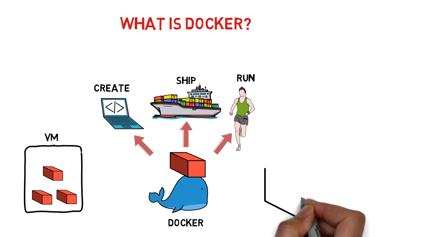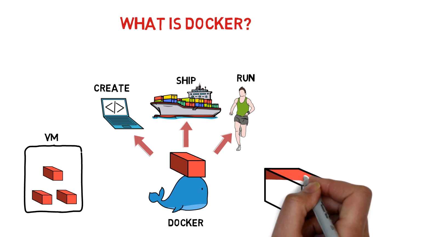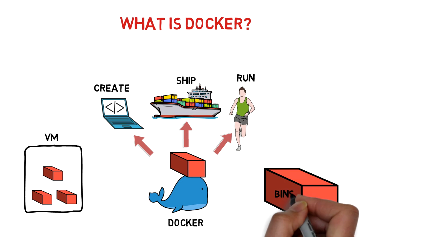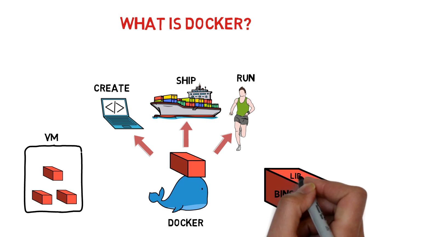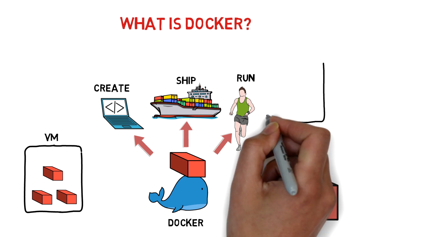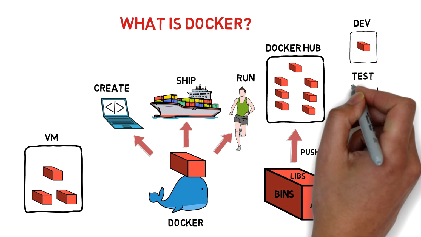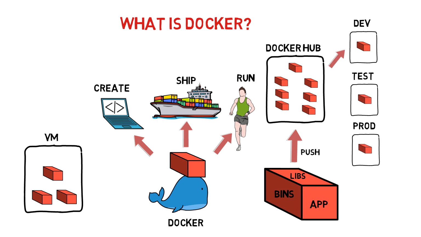All you need to do is create a Docker image using Dockerfile, which is a blueprint to install and run your application in a container, along with its dependencies like binaries and libraries. You can then push your Docker images into a repository in Docker Hub. From there, you can pull the images into your dev, test, and prod environments to create and run your containers.